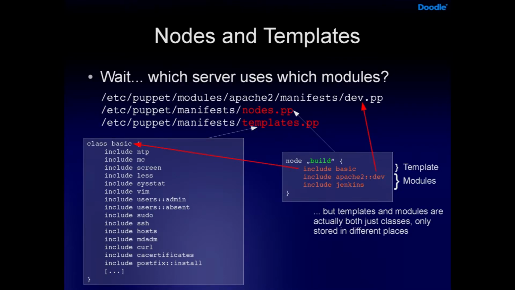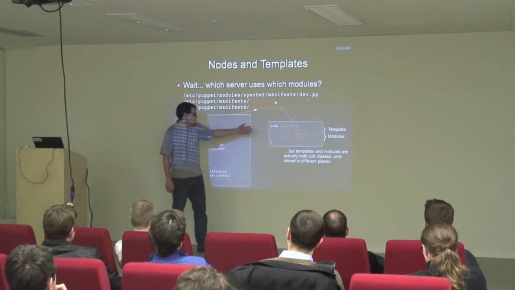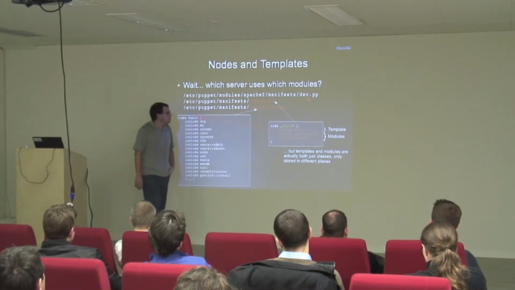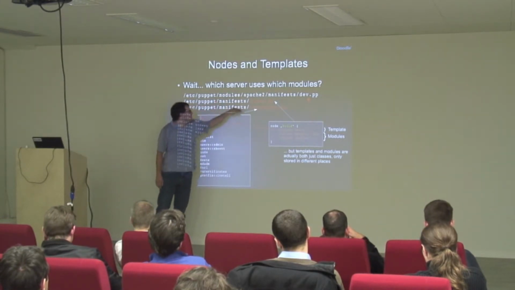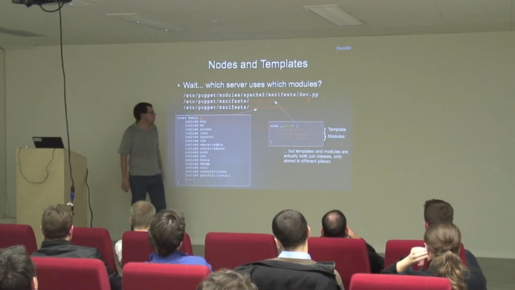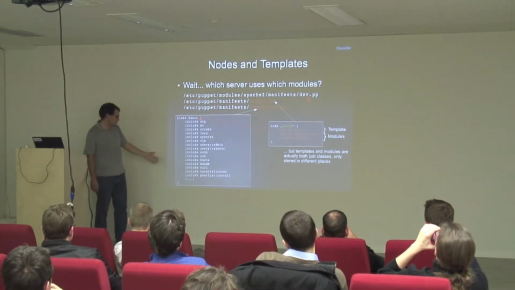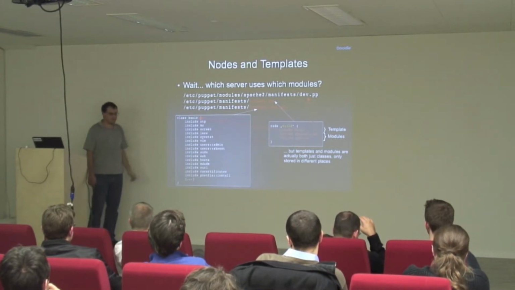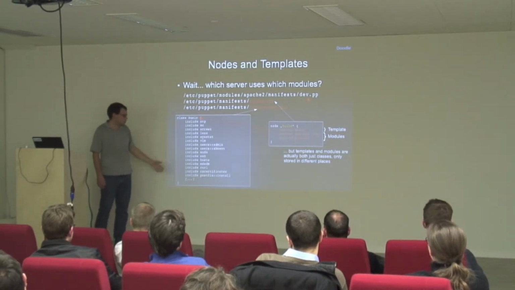But at some point you have to specify which node or which server actually installs what or uses which modules. And that's done with this node statement. That's basically just the host name of the server that should use these rules. And it's laid out like this in the file system. So you have the modules directory and you have the manifests directory, which has a nodes file and the templates file. And so we have these node statements, but you can also build these kind of templates, but the templates are just another use case for the class, and they can include whatever you want.